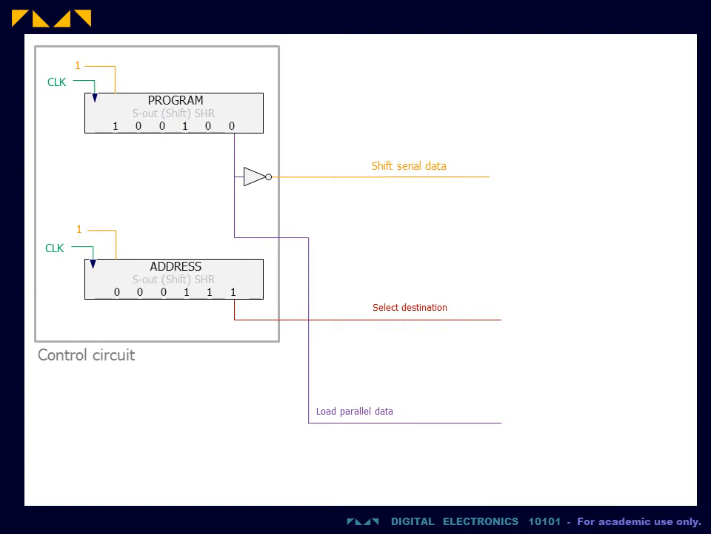The preset of the required sequence of control inputs will be implemented using a separate control circuit. The control circuit will drive the three control inputs: the shift, the select, and the load. However, we only need two preset sequences for these control inputs. One jointly for the load and the shift, which will be set to 1 for a load and 0 for a shift. The other sequence is to select the destination.